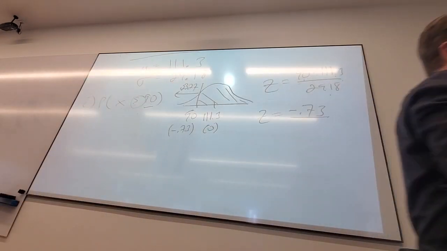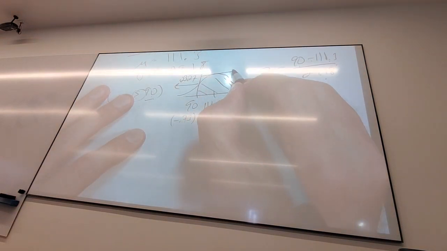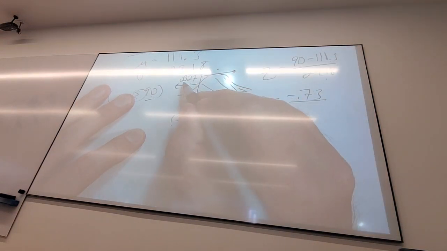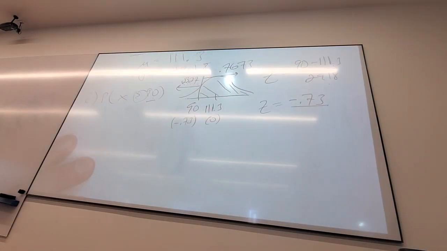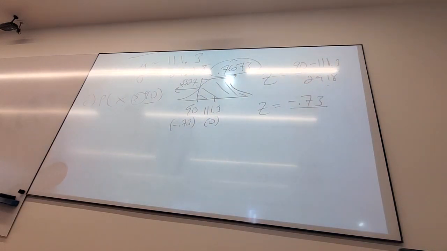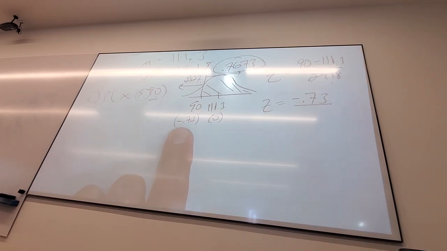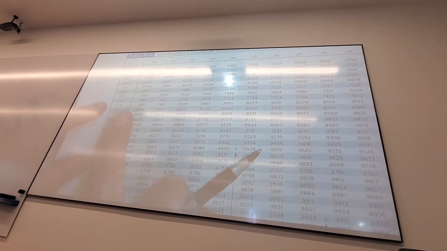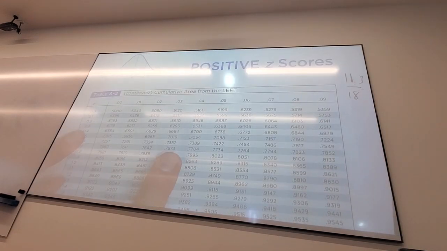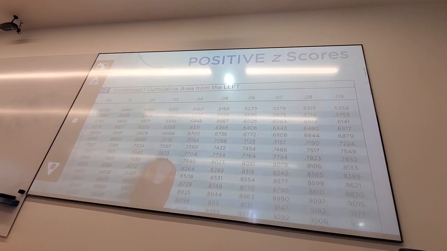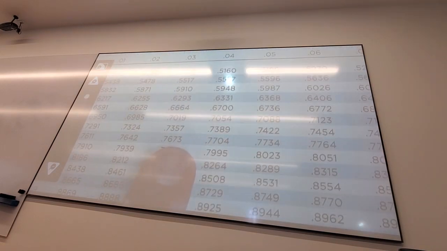So what is the correct answer then? 1 minus 0.2327. Yeah, so 0.7673. That's so cool. 76.73. Ta-da! And again, for those of you who like the shortcut, if I look up positive 0.73, I get 0.7673, right?